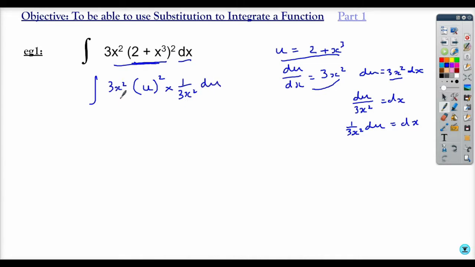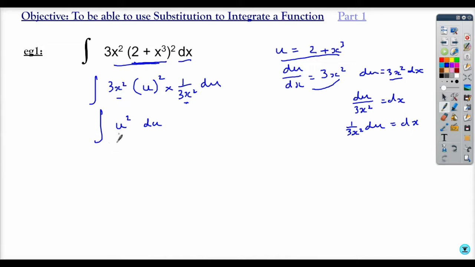I've still got x's in this function here. You can see this 3x squared, 3x squared. But if we look, these will multiply together. 3x squared times 1 over 3x squared just gives me 3x squared over 3x squared, which simplifies obviously to 1. So I'm left with the integral of u squared with respect to u, to du. Very simple integral to complete.